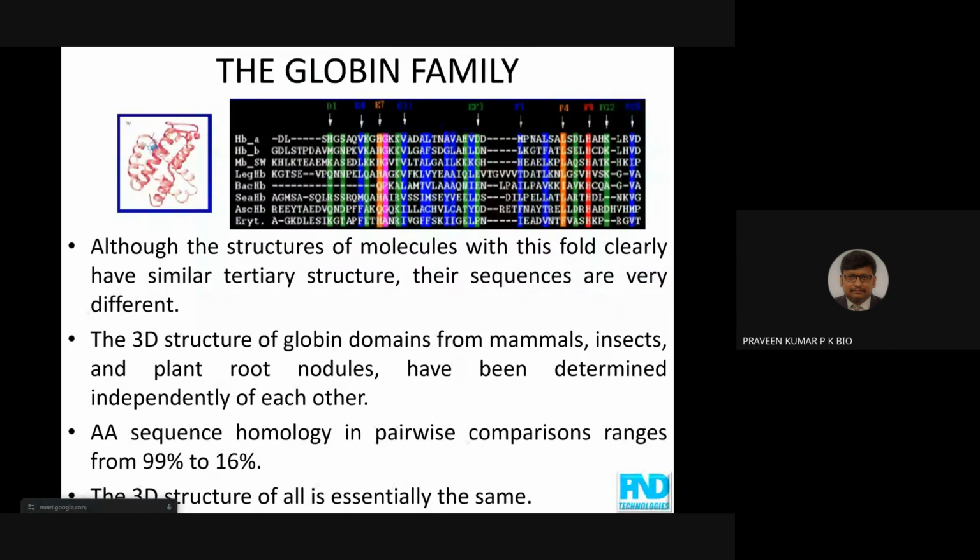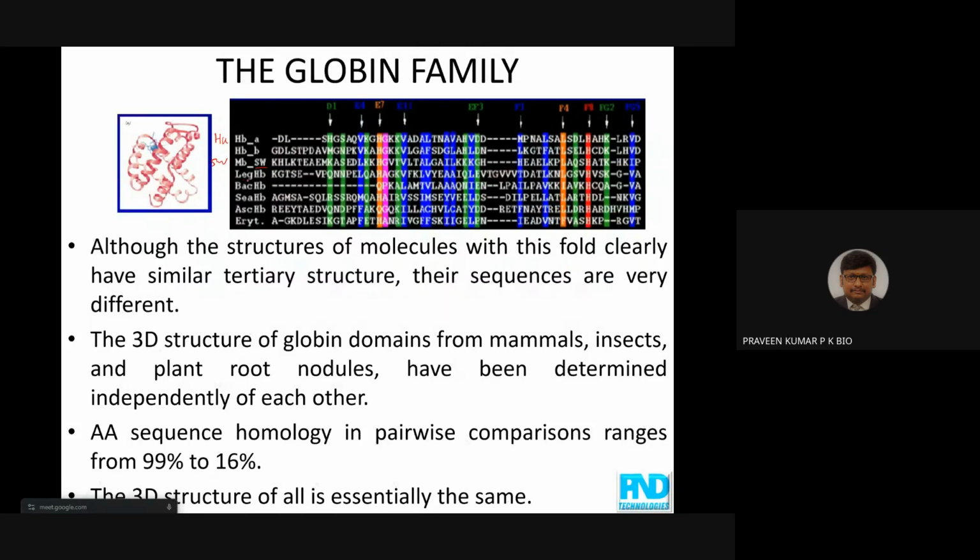Now let me go ahead with the next information on the globin family. In this example, I'm mentioning the globin family: hemoglobin A chain, hemoglobin B chain. Hemoglobin is from the human source, Homo sapiens, and we are comparing it with the myoglobin of swine. Myoglobin is a muscle protein of swine. We are also comparing with the leguminous hemoglobin.